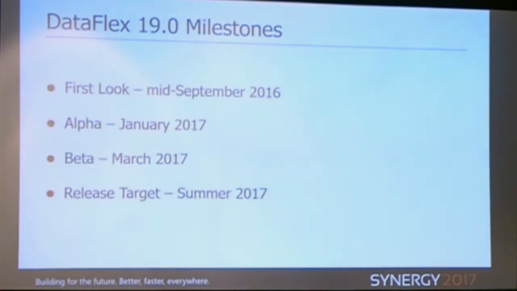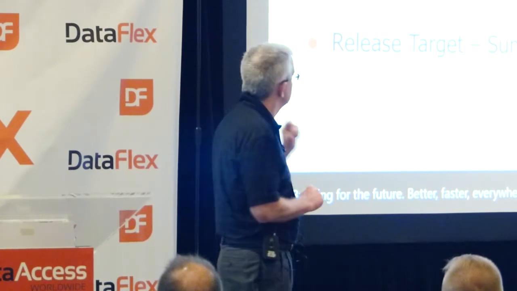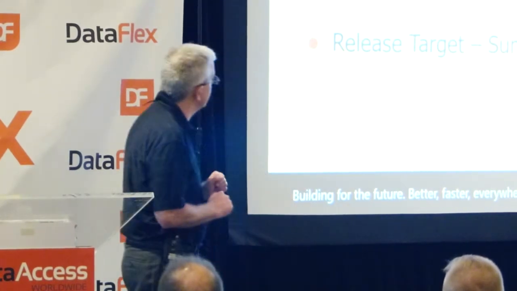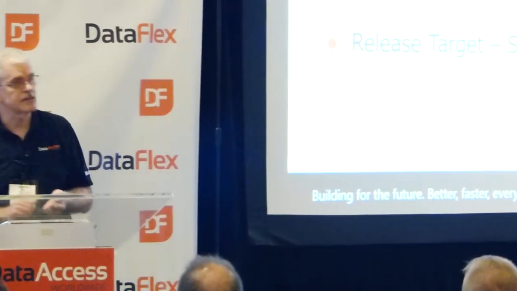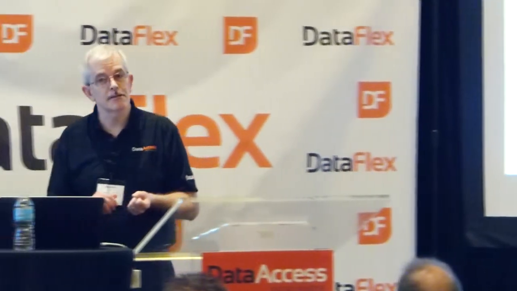Timeline. What are we doing? This is what the timeline looks like. We first gave you a peek at the connectivity changes just in September, not that long ago. We released the alpha in January, the beta just last month, and our target for release is this summer, and basically as soon as possible.